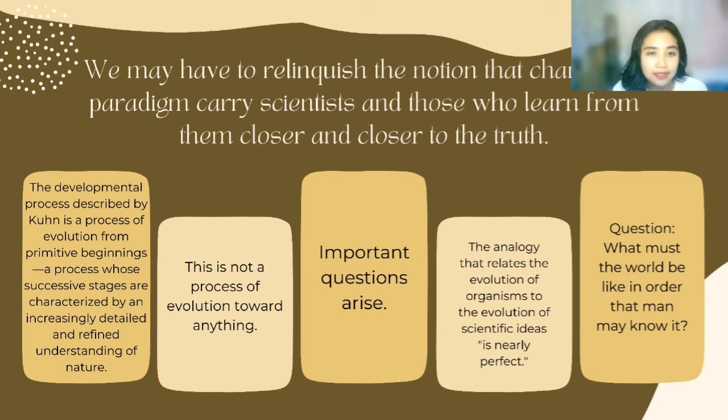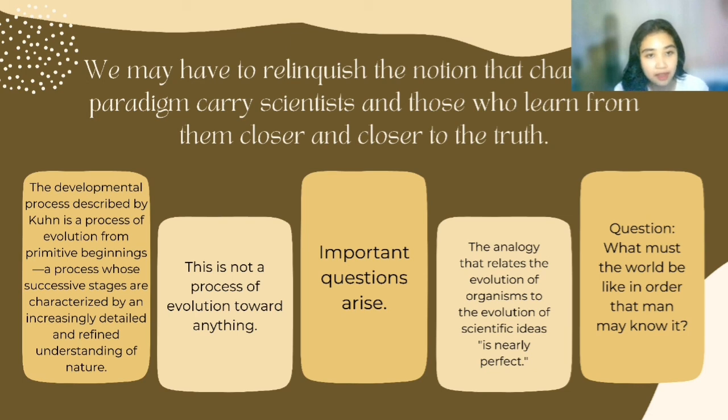The developmental process described by Kuhn is a process of evolution from primitive beginnings, a process whose successive stages are characterized by an increasingly detailed and refined understanding of nature. This is not a process of evolution toward anything. Important questions arise, such as, must there be a goal set by nature in advance? Does it really help to imagine that there is some one full, objective, true account of nature? Is the proper measure of scientific achievement the extent to which it brings us closer to an ultimate goal?